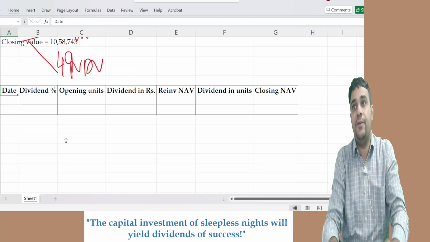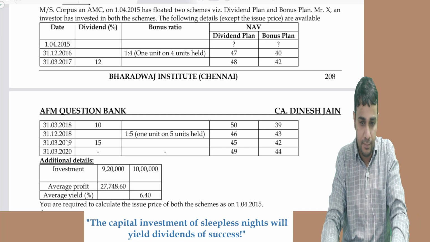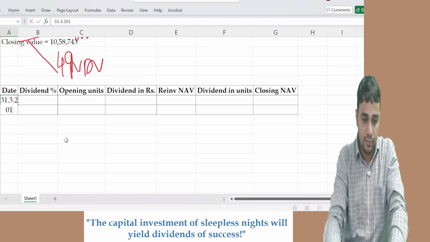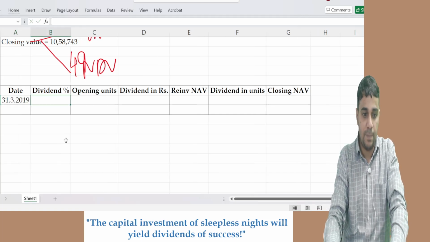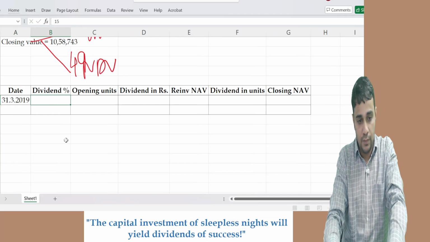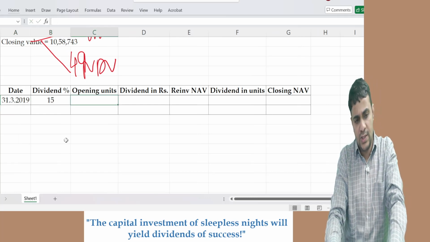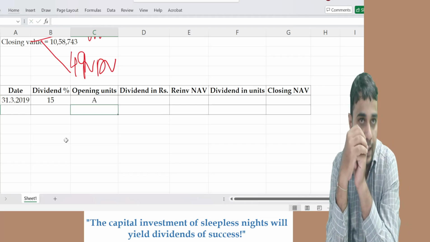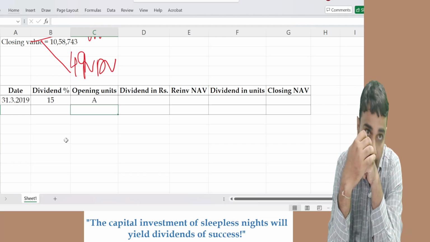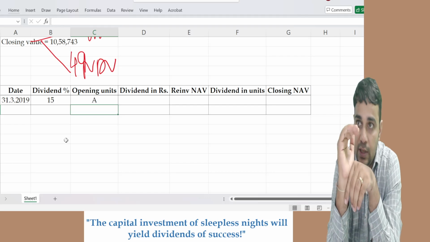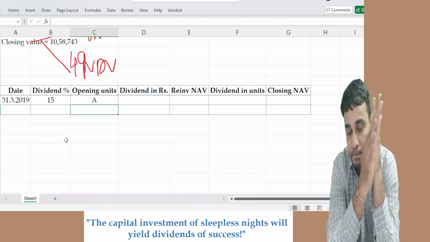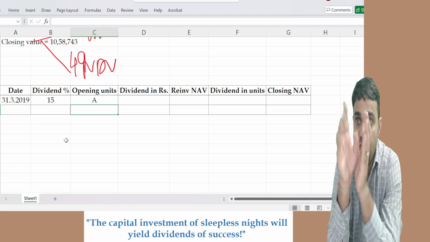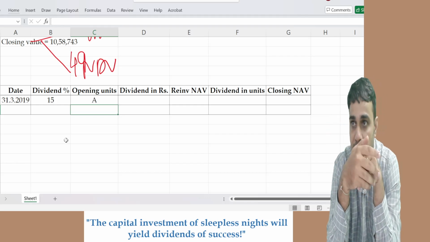Tell me the last dividend paid date. 31/3. What is the percentage? 15. Units before the dividend was paid out is A. Opening units is A. Before this dividend was paid, the number of units was A. Closing units is A plus the dividend, which is equal to 21,607.